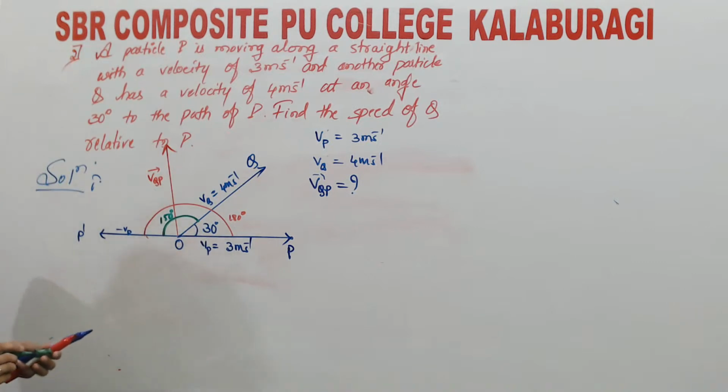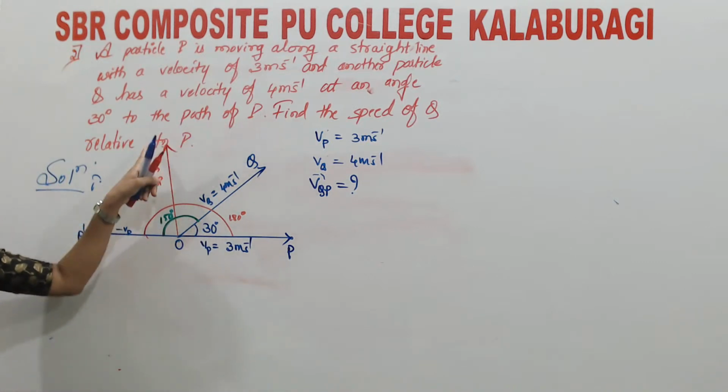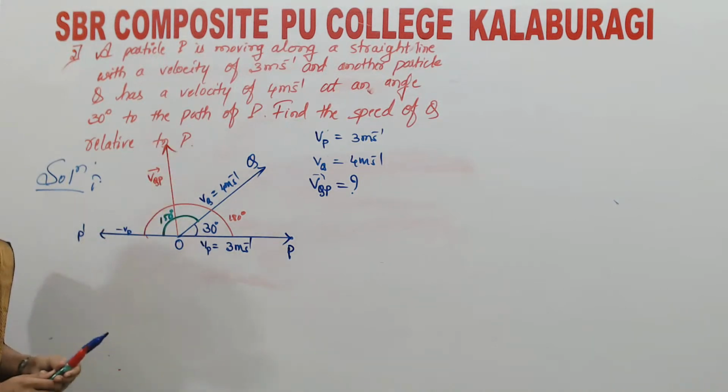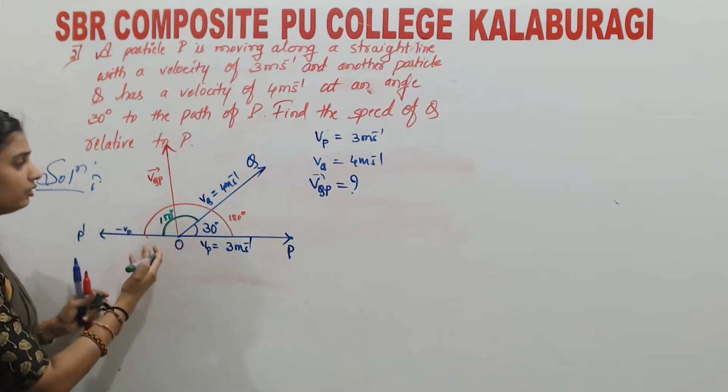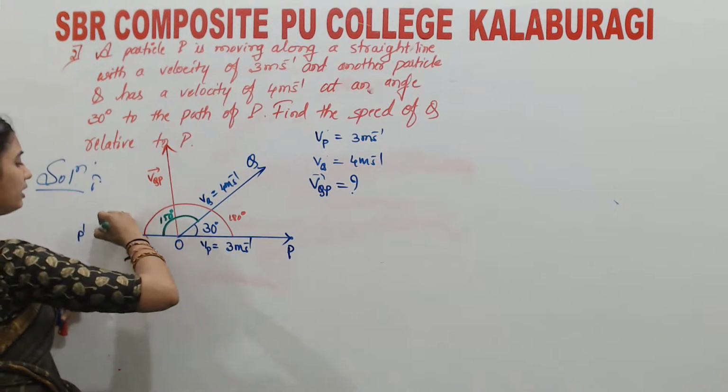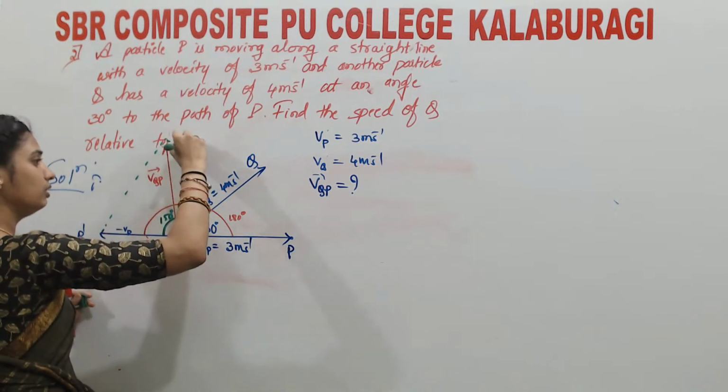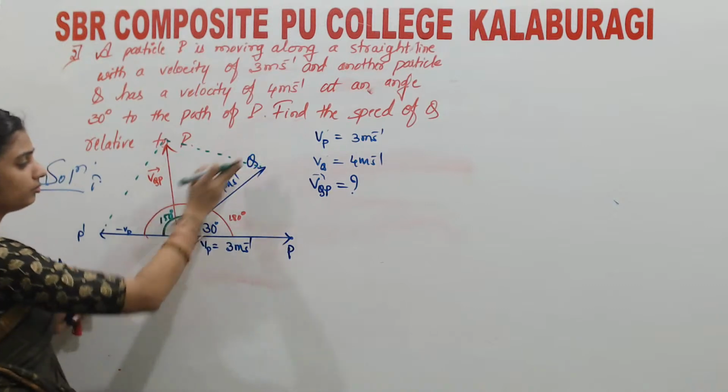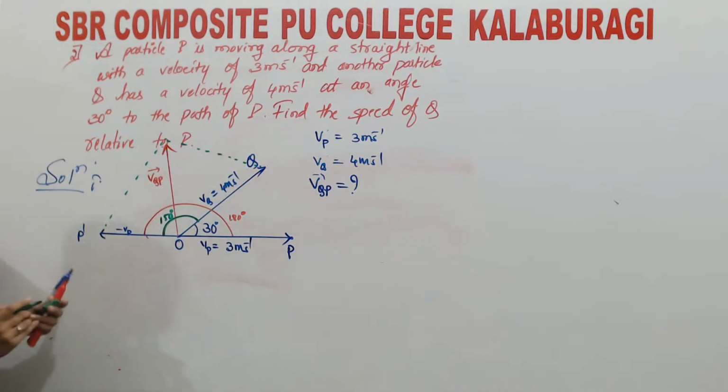180 minus 30 is nothing but 150. Here I have to find out the speed of Q relative to P, VQP. For that, I can make it a parallelogram. Make it a perfect parallelogram. Here it is a little bit deviated, you have to understand.